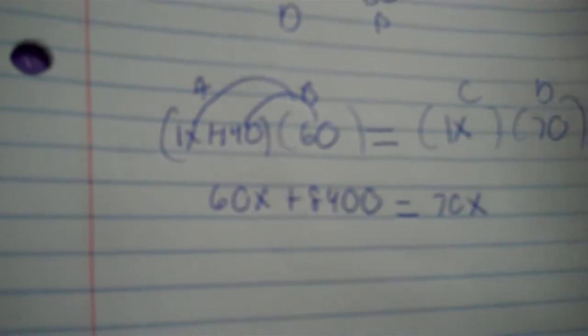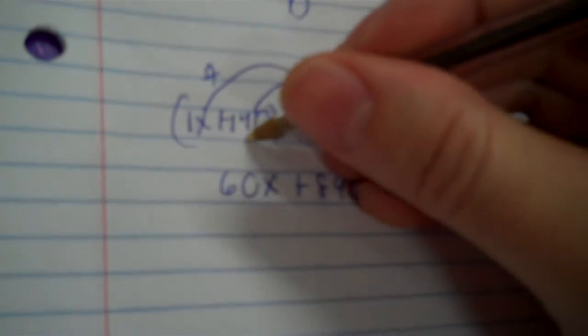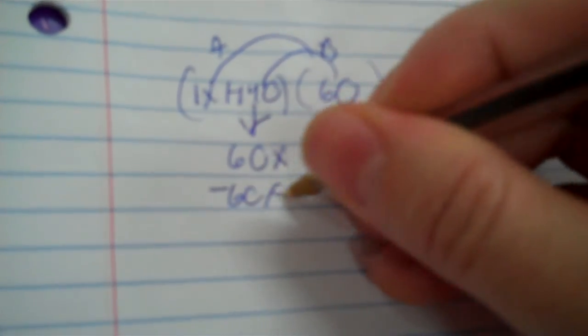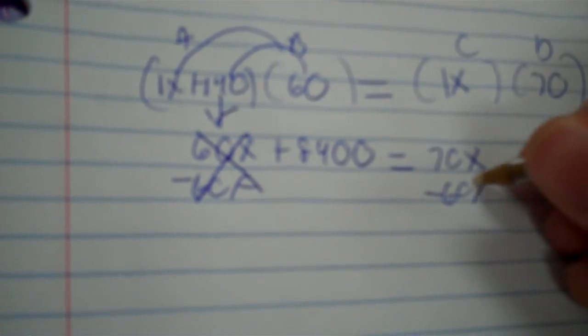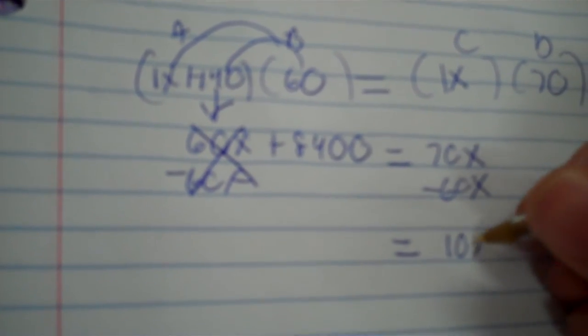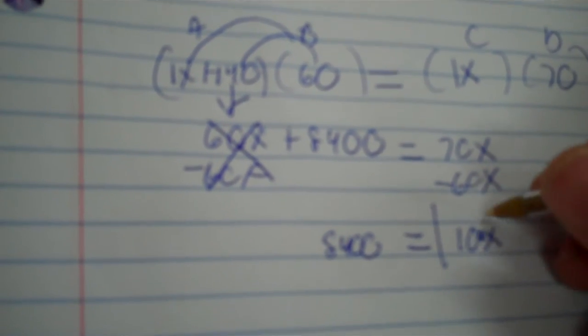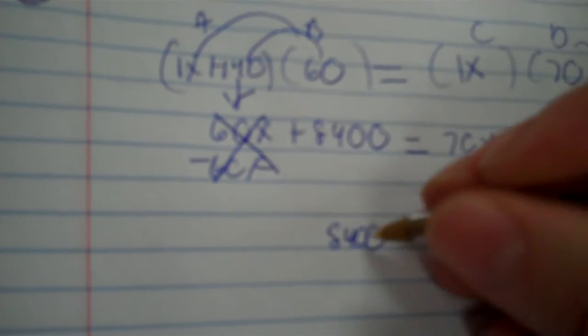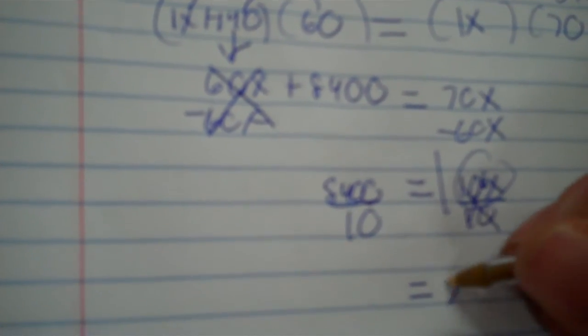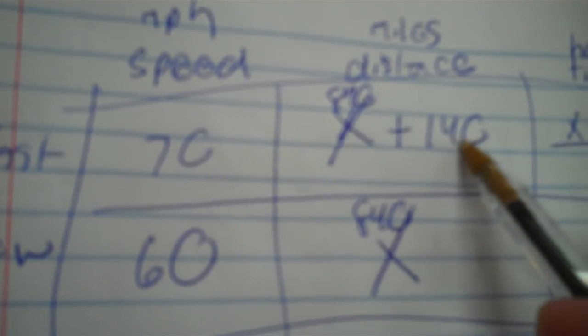Okay, wall can't go up. You got two X's here. Get rid of the smaller one by subtracting. That's 10x, and over there you got 8,400. Now the wall can go up, but you just have to divide by 10. 8,400 divided by 10 is 840. So that's your first answer. Now go up into the table, and you know that those x's are 840. And here you take 840 plus 140, which is 980.